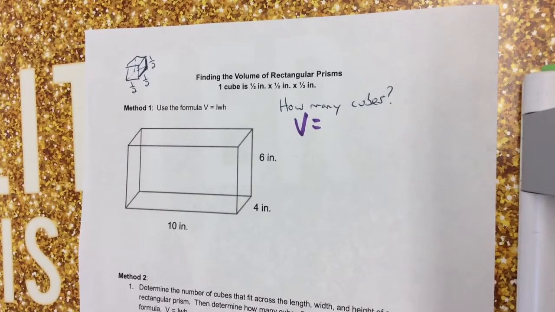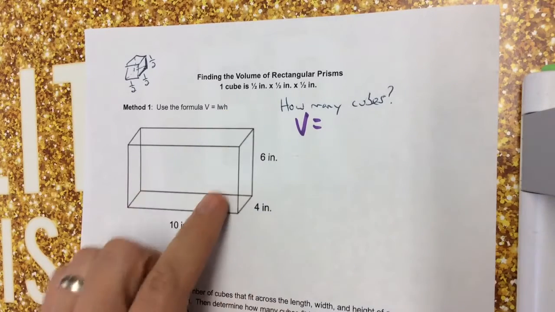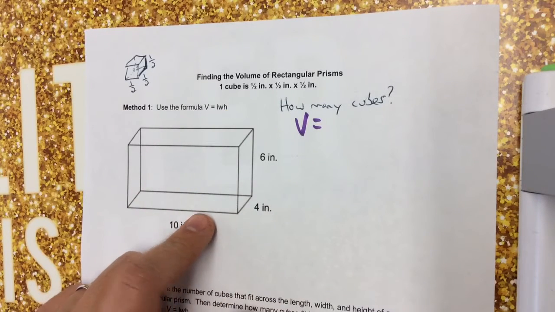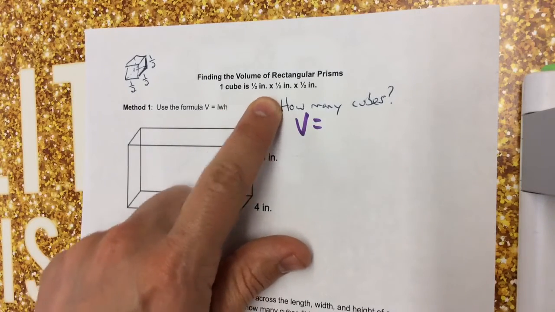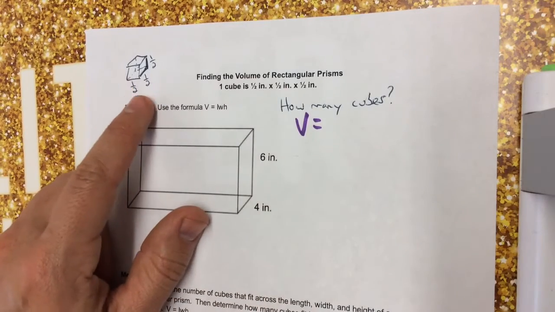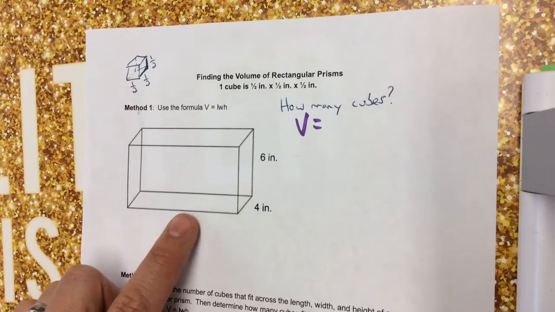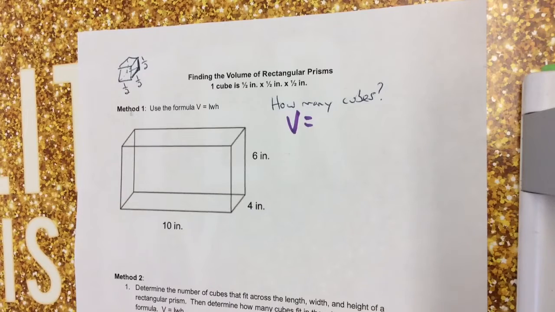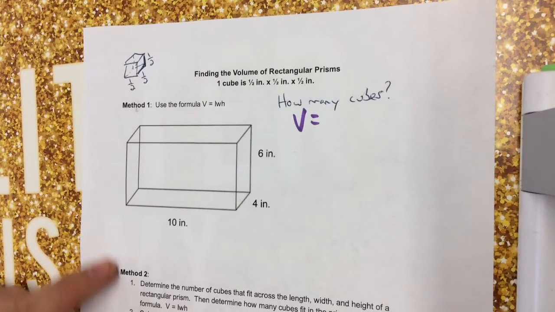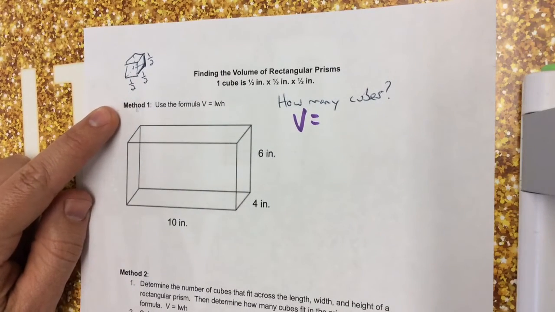So first of all, let's find how many cubes would be in this figure here, this right rectangular prism with all right angles, if one cube is 1/2 by 1/2 by 1/2, just like this smaller cube here. How many of these smaller cubes would fit in this volume here? So we could take our shortcut that we talked about from method 1. Notice there's also method 2. We'll get to that in a moment. But method 1 is probably the easiest, safest, most convenient way for us to solve this.